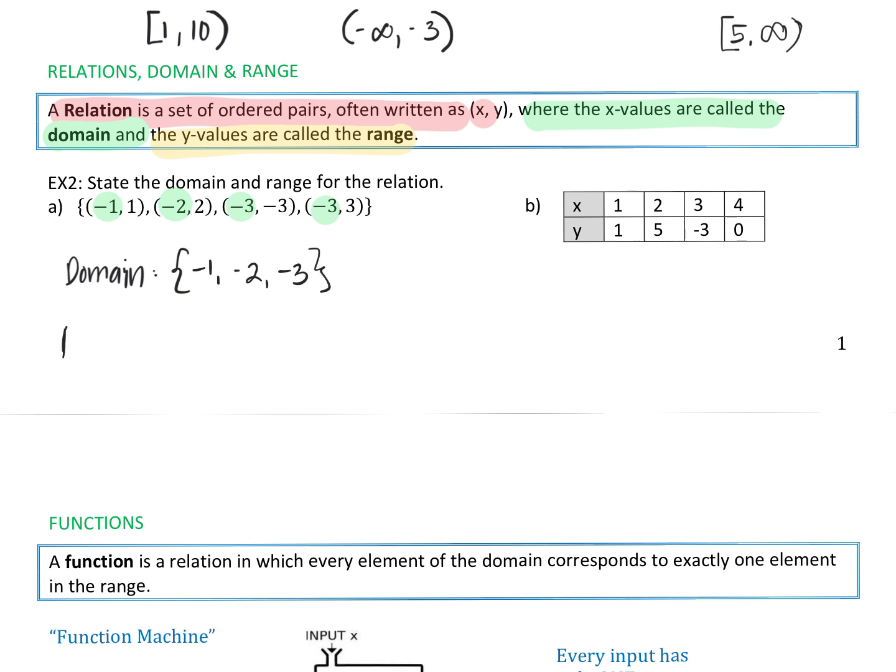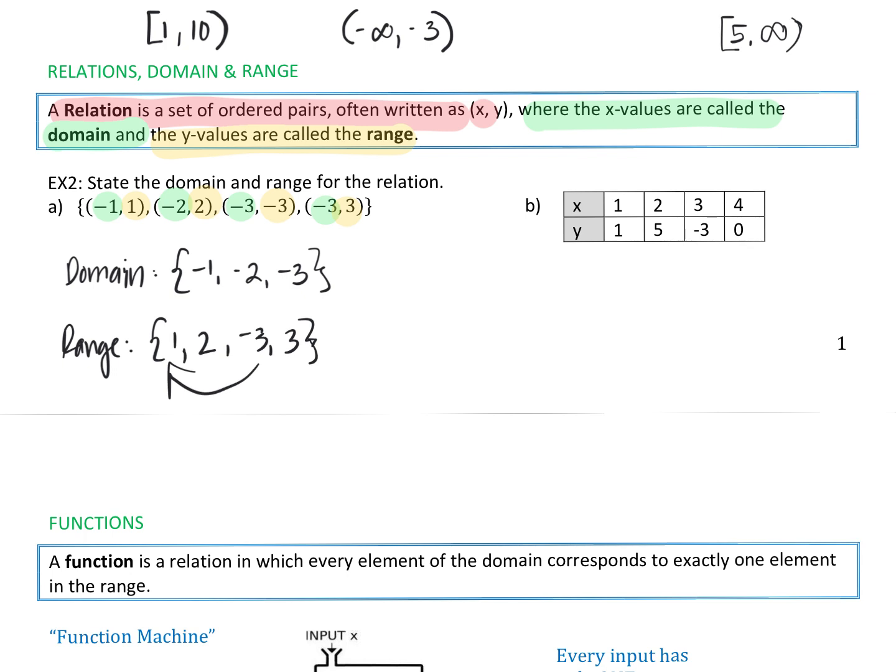And then range. Again, write out range. Remember to label your work. Very important. Range, again, is all of my y values. And my y values are 1, 2, -3, and 3. You could write them in order. I'm not going to be particularly picky about that, but this would be acceptable. Again, you could write them in order, so that negative would go first.